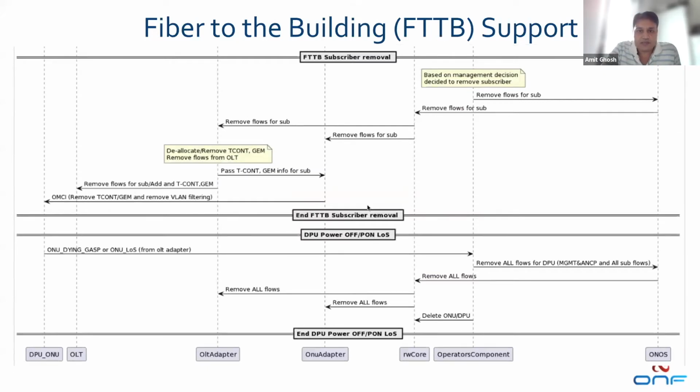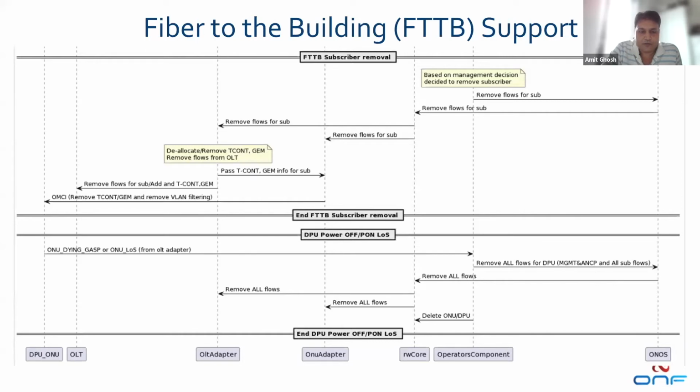Yes, and this one is the removal of a particular subscriber and the power off of the DPU. In case of removal of a particular subscriber, again at the discretion of the operator's business logic, when an FTTB subscriber needs to be removed, the operator's app would talk to ONOS, and it would just be the reverse of the ONOS API that we saw in the previous slide. It would ask for the removal of the FTTB flows, and the rest of it is just the complement of what we did for the addition.